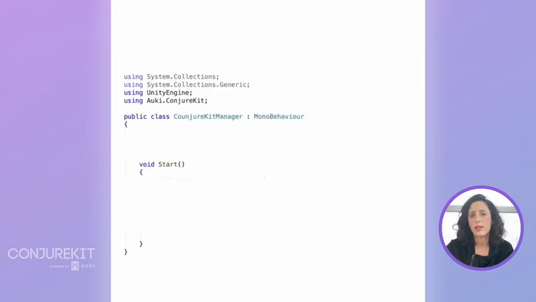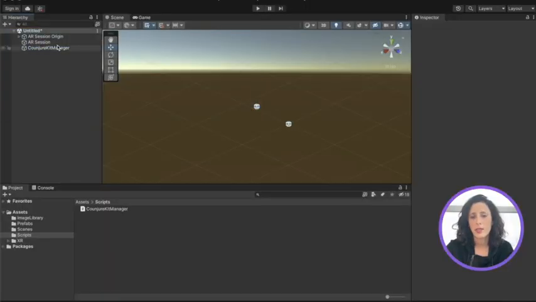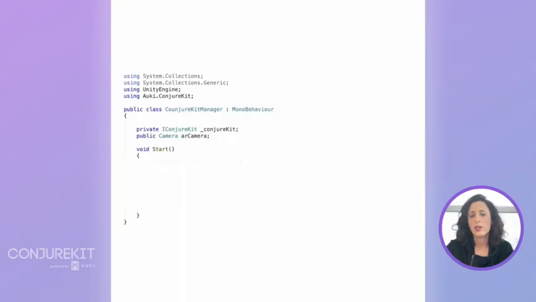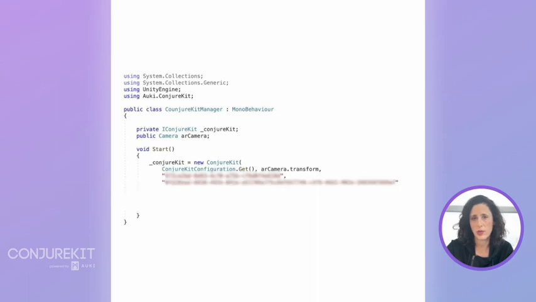Open the script and import ConjureKit. Create a private iConjureKit and a public camera. Attach our script to an empty game object in the scene and drag the camera into the AR camera field. To initialize ConjureKit, we use the configuration.get statement where we pass our camera transform and the app key and app secret we received on registration.